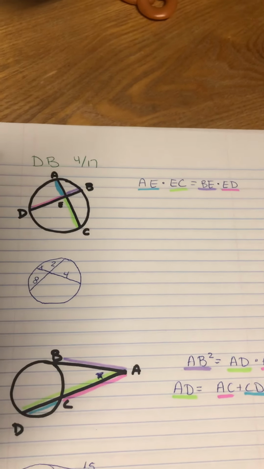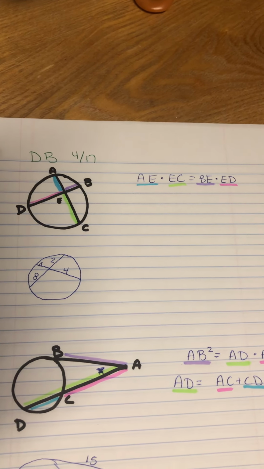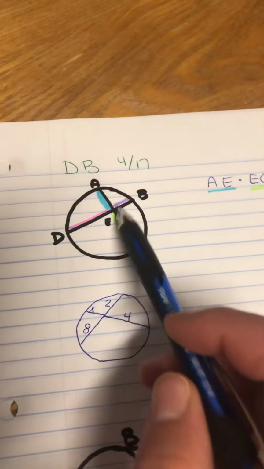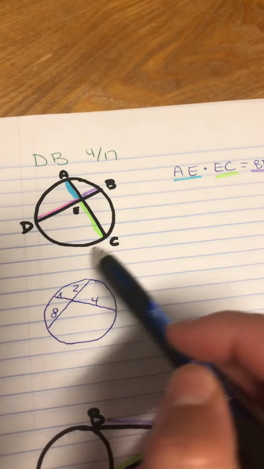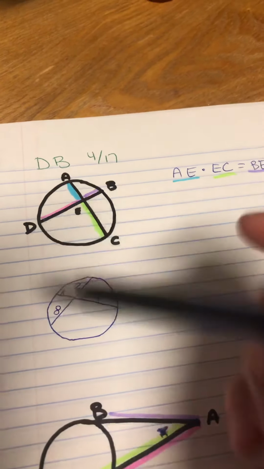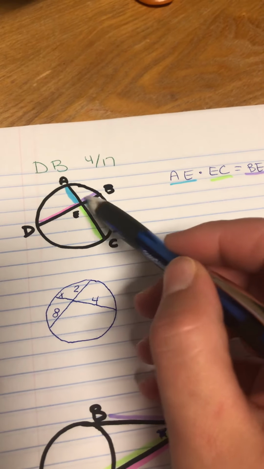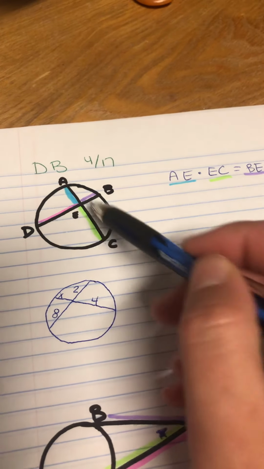All right, so I'm going to go over the discussion board for April 17th. First problem, you have something that looks like this, okay? You have two chords that go through, and what we're going to do is create an equation looking at the relations of these four little parts it makes.